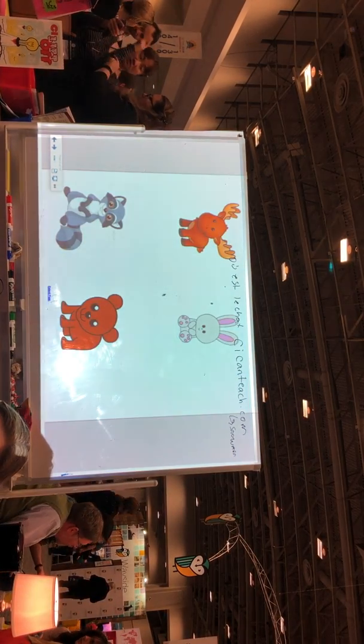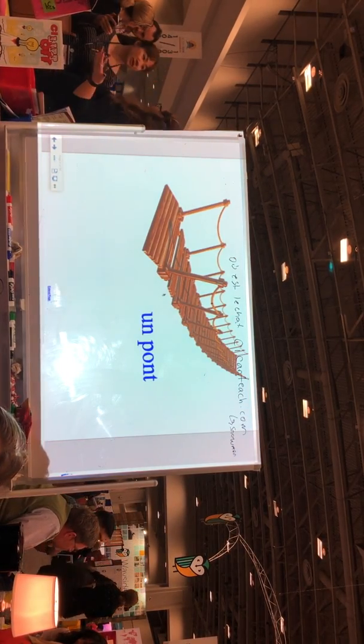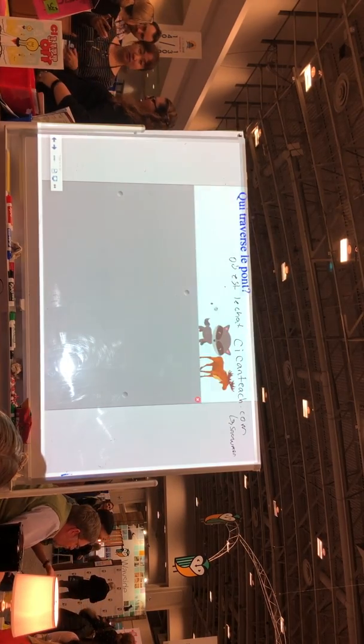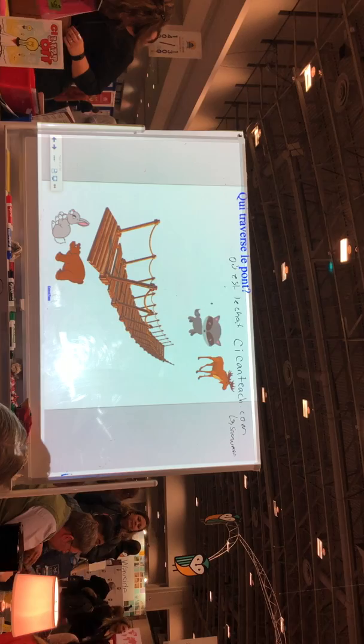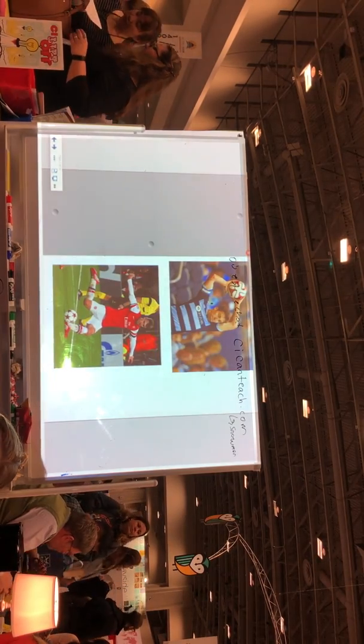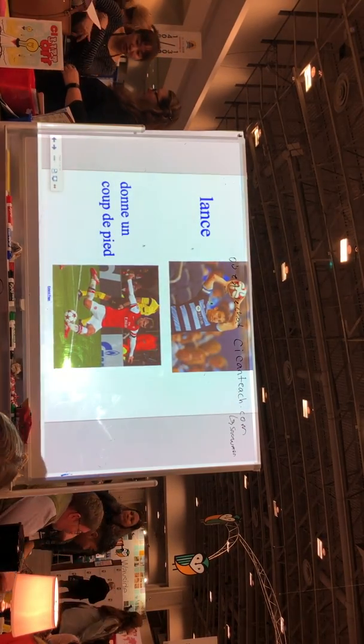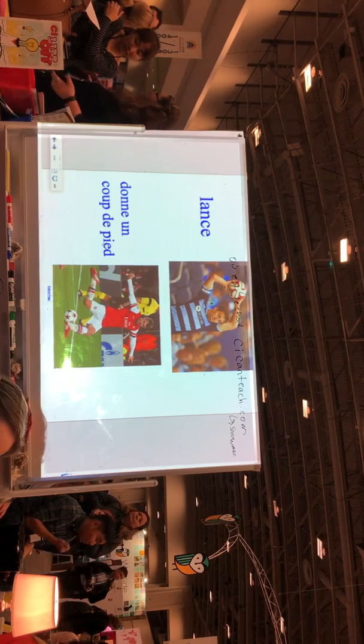And then I wanted to teach them, oh, this was kind of fun. Who's crossing the bridge? Tell me an animal to cross the bridge. That was kind of cute. So here's throws and kicks. And we talk about what kind of ball they're throwing or kicking.